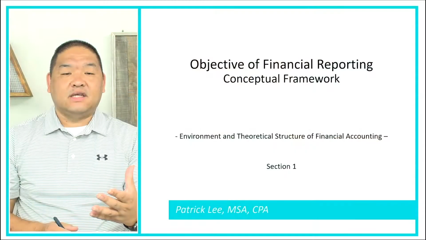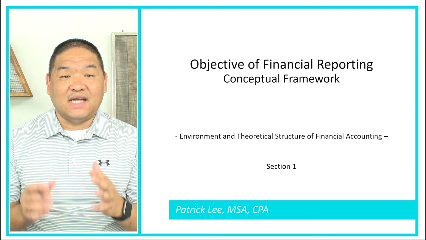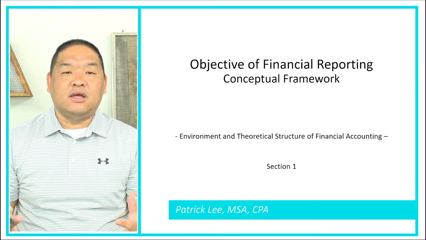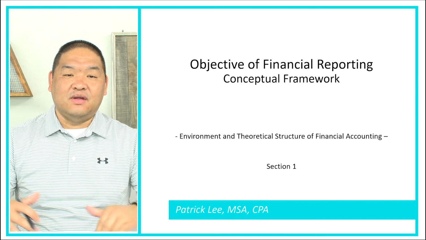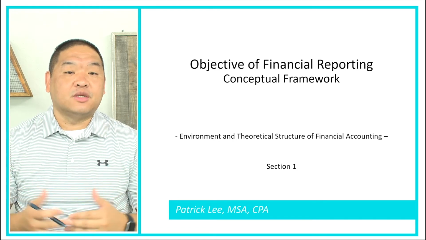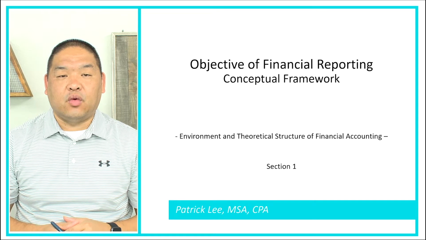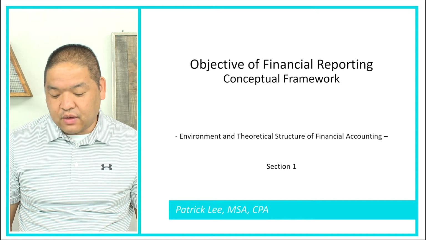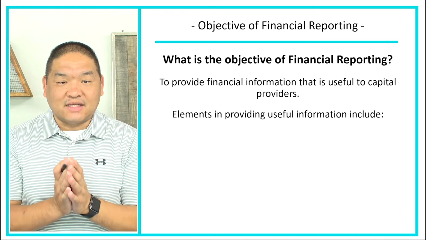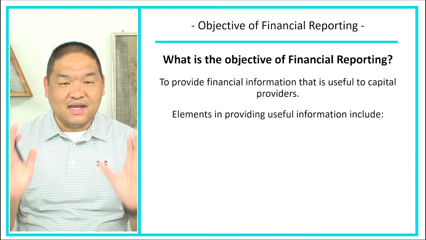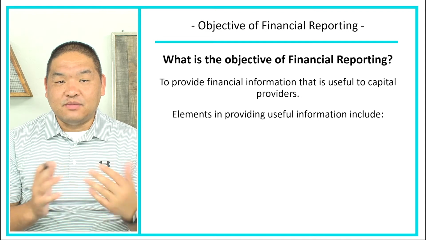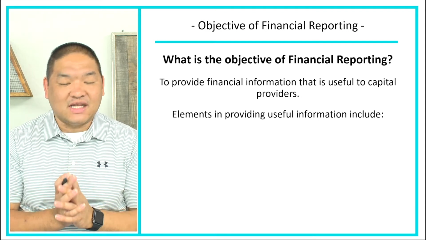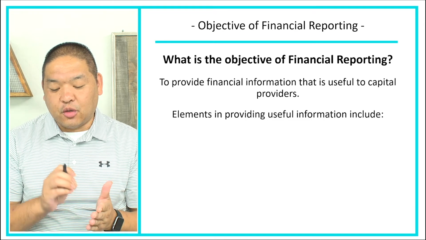All right, in this lesson, we're going to be talking about the objectives of financial reporting. Specifically, we're going to be talking about the elements that make up the ability to do what we're supposed to do when it comes to financial reporting. So let's take a look here at the objective of financial reporting. So, at the end of the day, what is our objective? And we've been talking about this ever since the beginning of this section, but the objective of this financial reporting is to provide financial information that is useful to capital providers.